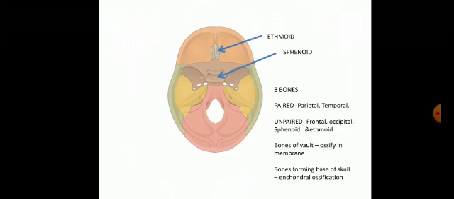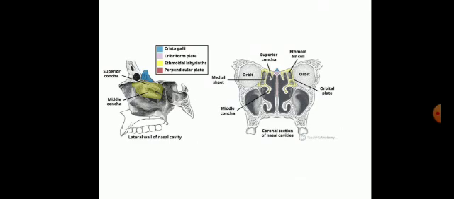So to summarize the bones of the neurocranium, the paired ones are parietal and temporal. The unpaired ones are the frontal, occipital, sphenoid and ethmoid. Totally 8 bones form the neurocranium.